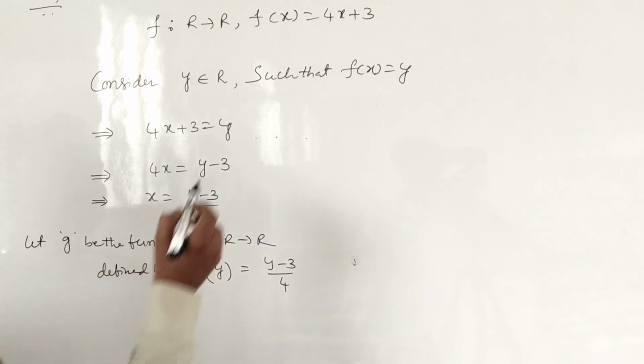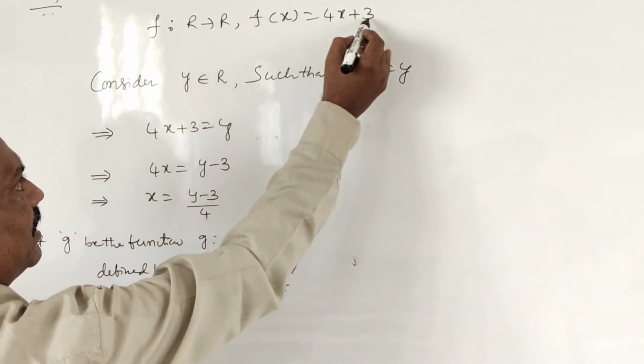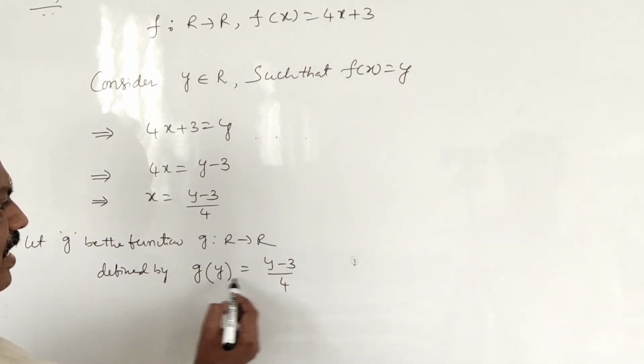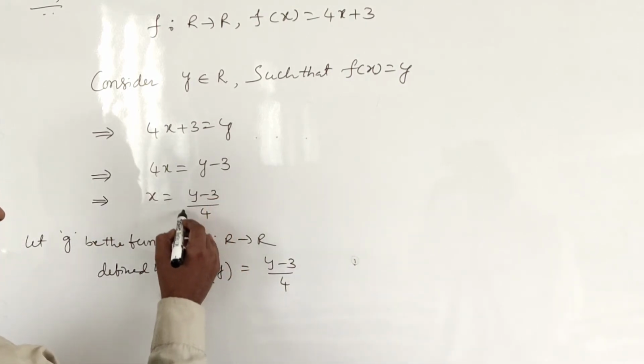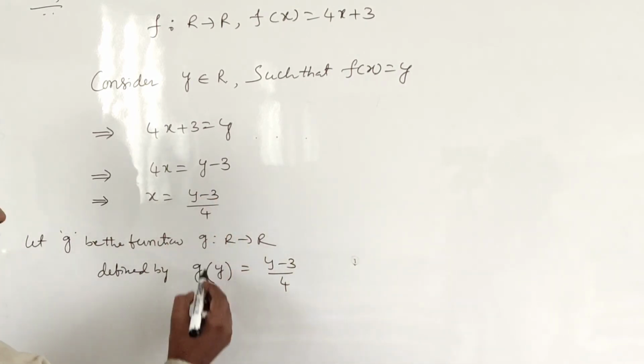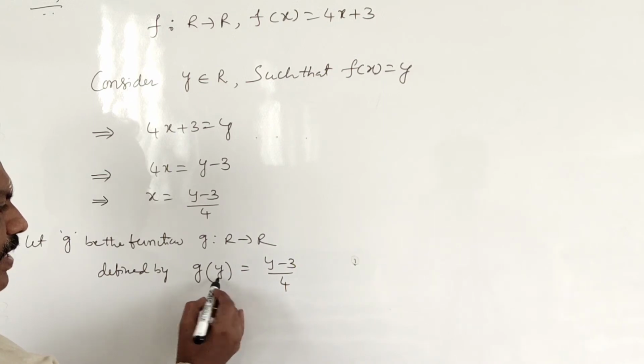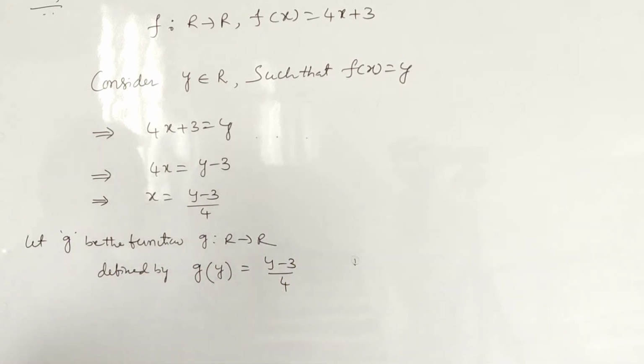Don't confuse, students. If it is x, the value is in terms of x. If it is y, in terms of y. So we got this value in terms of y. That's why you should not take g of x here. It is g of y only. So what is the next step?